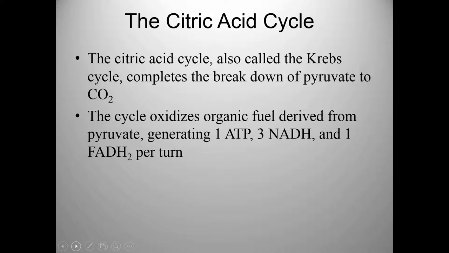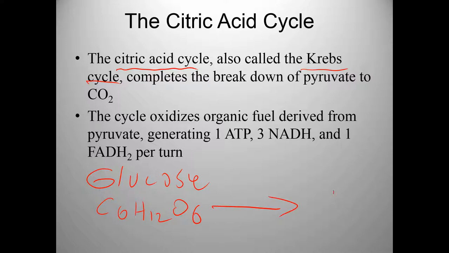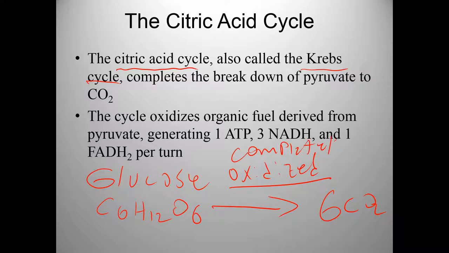So during the citric acid cycle, or the Krebs cycle, this is where you have the complete oxidation of glucose into six molecules of CO2. So by this point in the process, you have extracted all the energy that you can out of the molecule of glucose in terms of usable free energy in that molecule.